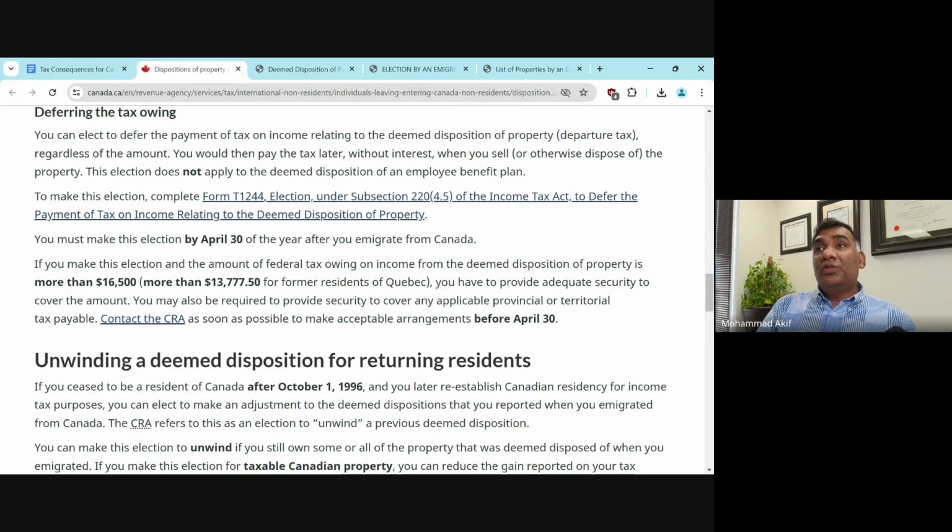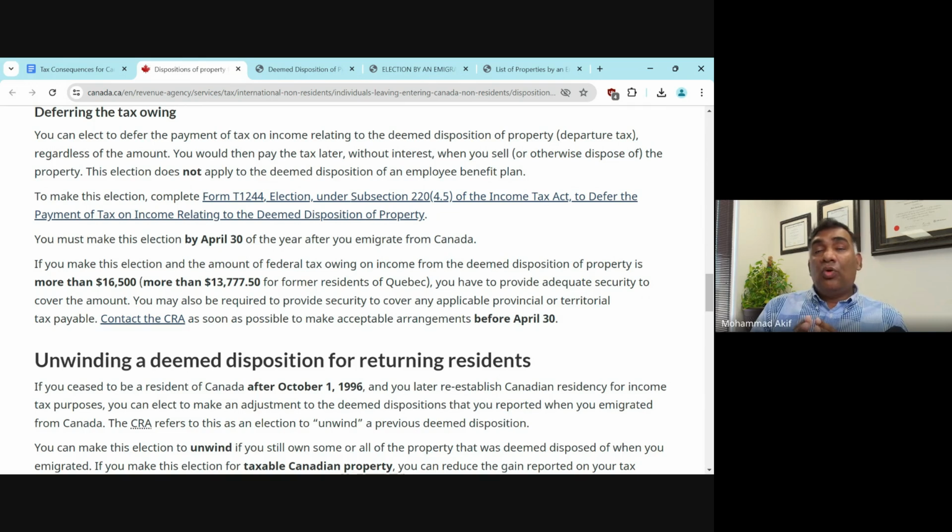So once you do defer them, or let's say if you do pay them, you are done on the Canadian side. That means if you do sell in the future, or you have already paid taxes on it, there's no additional reporting on the assets, because you have done your part for the taxes. So there's no other reporting required once you are done with the departure tax.